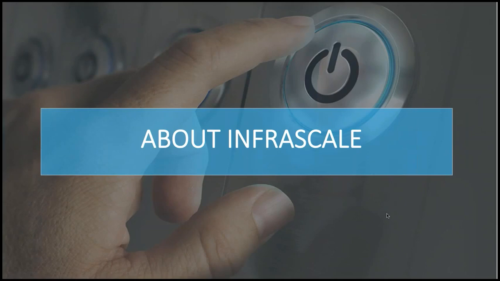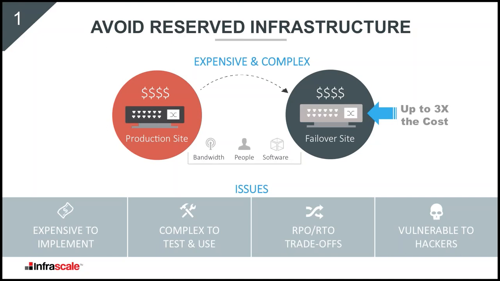All right, great. So a little bit about InforScale. Here just taking a look at essentially the old way and the new way of BDR. So with InforScale, we avoid reserved infrastructure. And this is how we do it. On the left, you see essentially how traditional BDR systems are set up. So you have a production site that replicates to the failover site, and then because of the bandwidth, the people, the software involved, it can take up to 3 times as much to set up a proper DR solution.